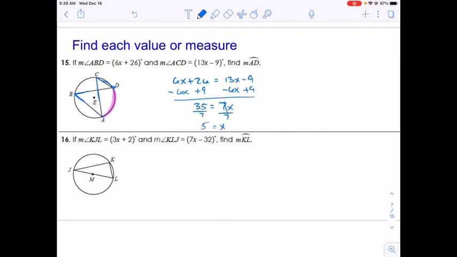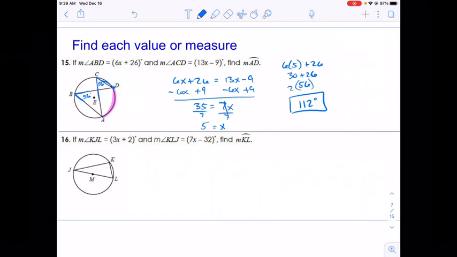So now we go back and plug it into either one of our angles, doesn't matter which one. Let's say we go 6 times 5 plus 26. That's 30 plus 26, which is going to be 56. So if this angle is 56, this angle is also 56. So if we double it, that's going to give us 112. So 112 degrees is our answer. We're just multiplying this by 2.